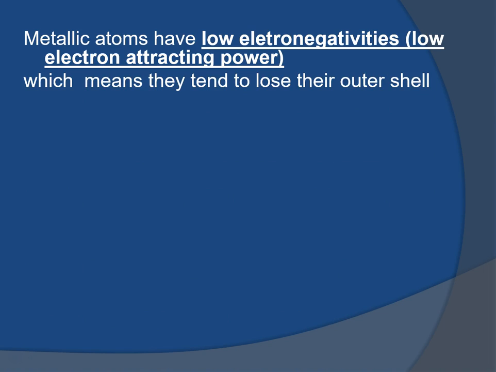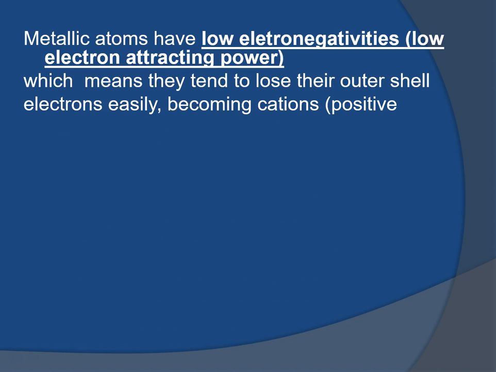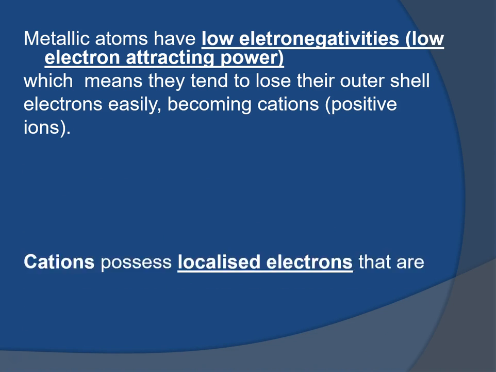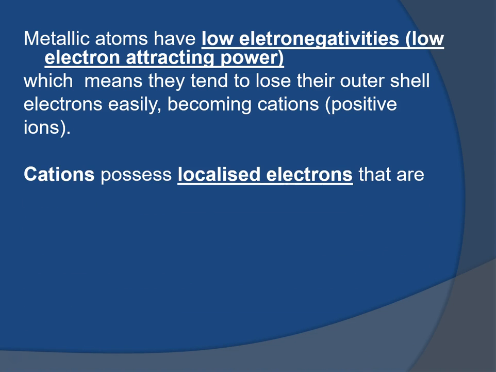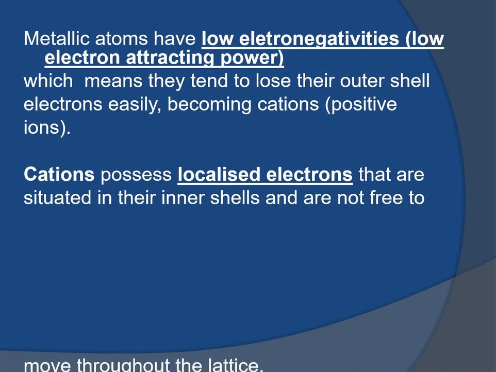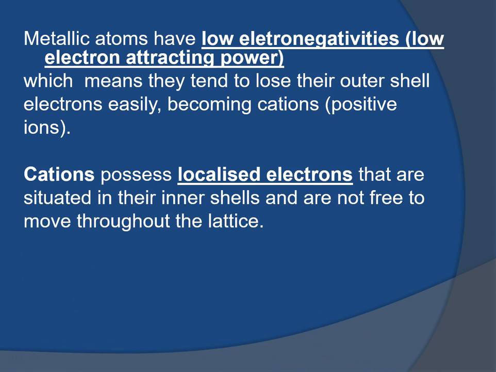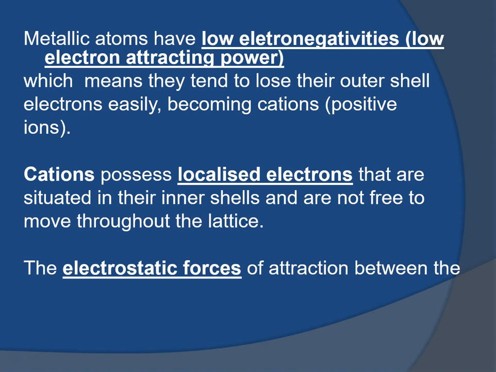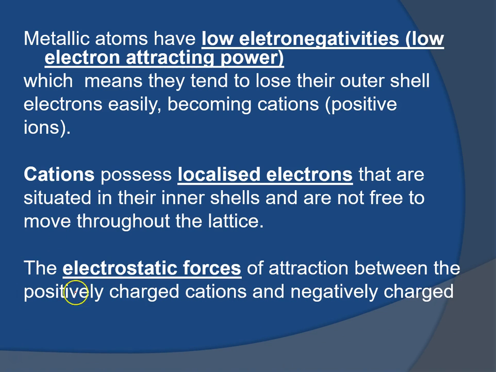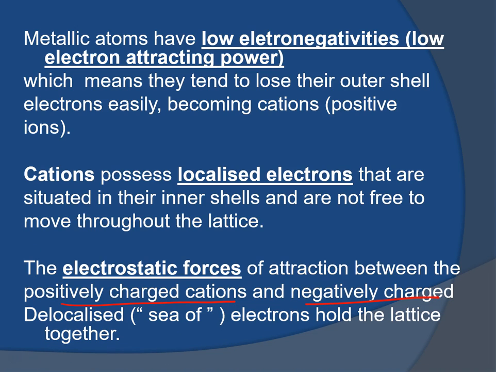Okay, so low electronegativities on atoms means that they aren't able to draw electrons to themselves very well. Okay, so they tend to lose their outer shell electrons easily, becoming positive cations. The cations have all their electrons other than their valence shell electrons sitting around their nucleus while they're in the lattice. Okay, it's only their valence electrons that are free to move throughout the lattice. So the electrostatic force is the attraction between the positively charged cations and negatively charged electrons, the delocalized sea, and that holds our lattice together.